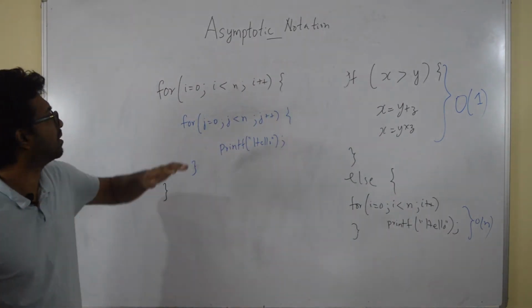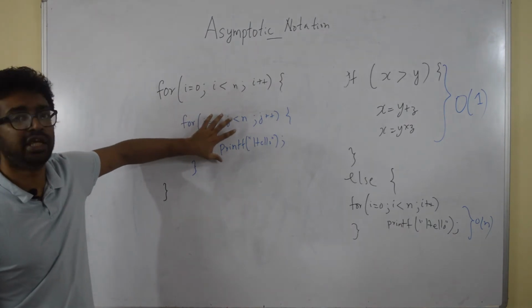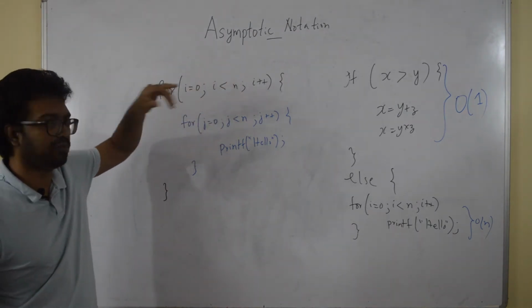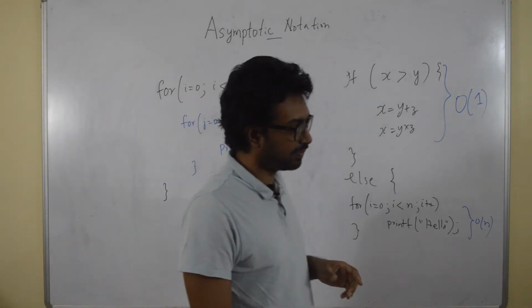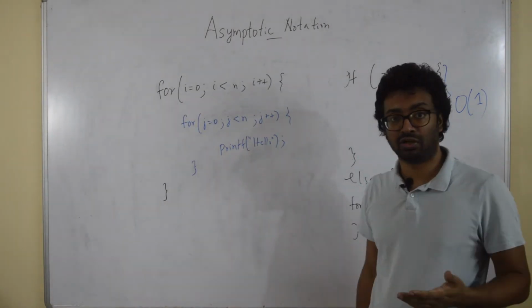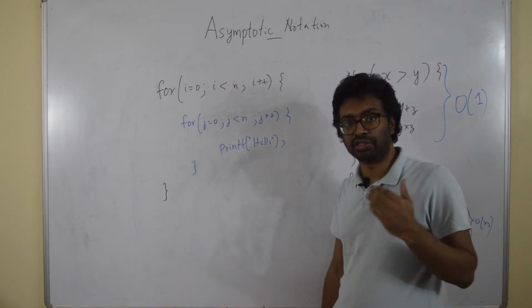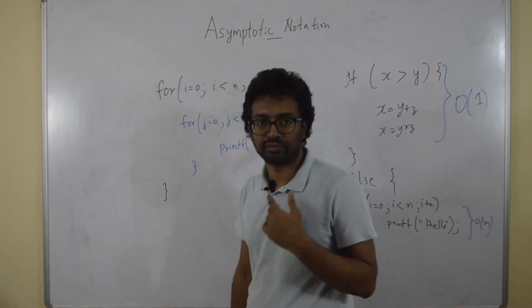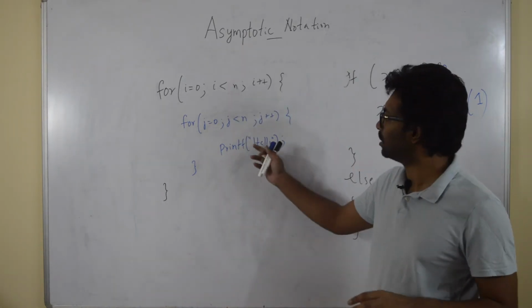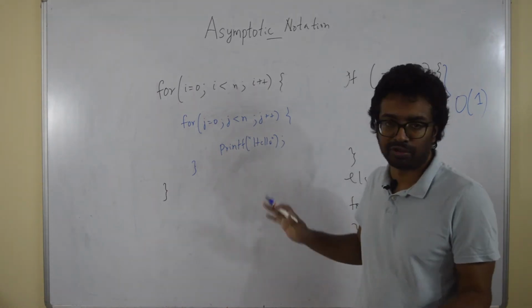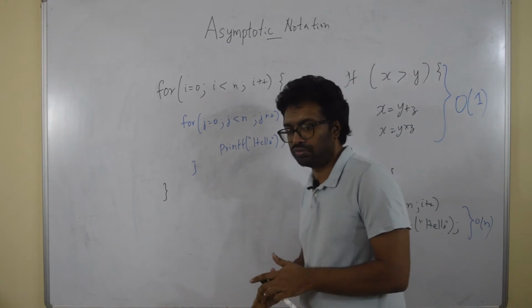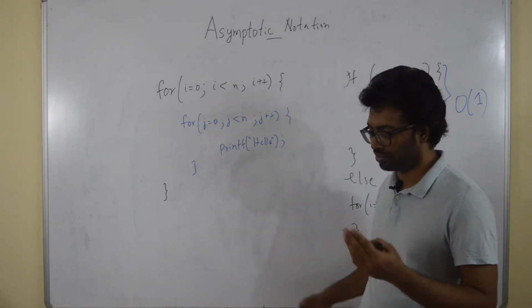So this j block lies inside the i block, right? I forgot to tell you one thing. This printf is a function call, and I'm assuming that the function call takes order one time, right? Because this is a constant string which we are passing, and it's going to take just constant time to print it. So we are assuming that printf takes constant time.